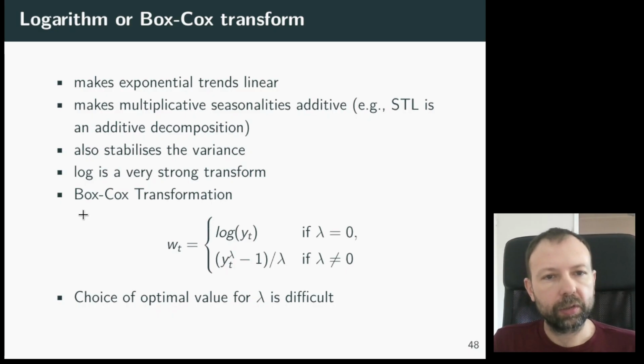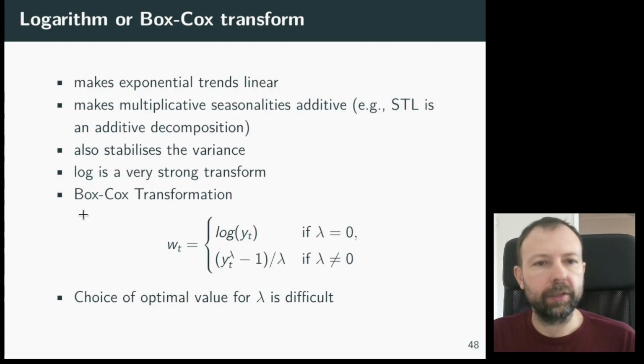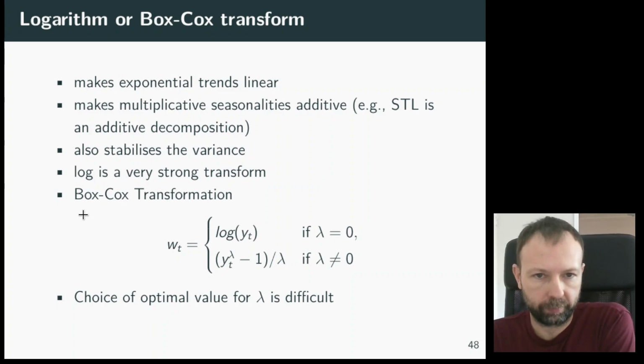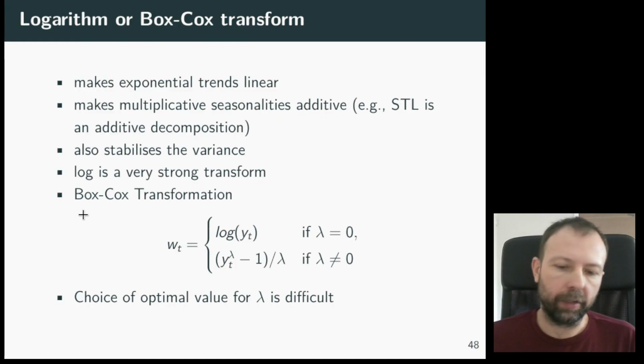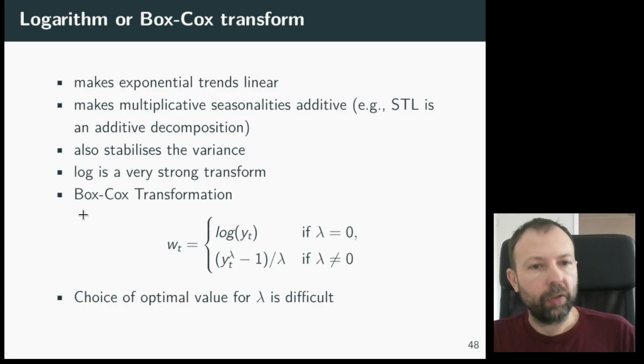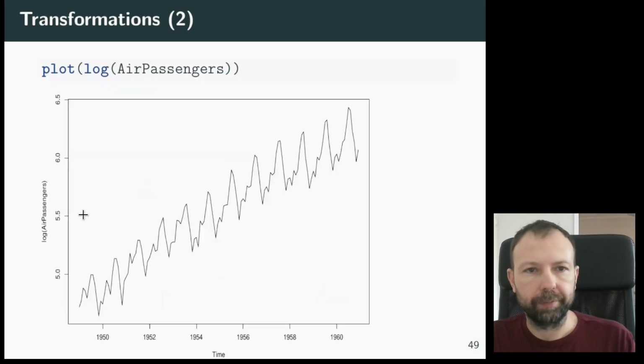So there is this Box-Cox transformation, which is kind of a generalization of the logarithm with a parameter lambda. So if lambda is 0, you just do the log. And if lambda is not 0, then you do this power transform. In particular, if lambda is 1, it's basically the identity. You just subtract a 1 from your series. And if lambda is other values, then you get something in between identity and a logarithm. But now you have this parameter lambda that you need to choose, and this can be actually difficult.